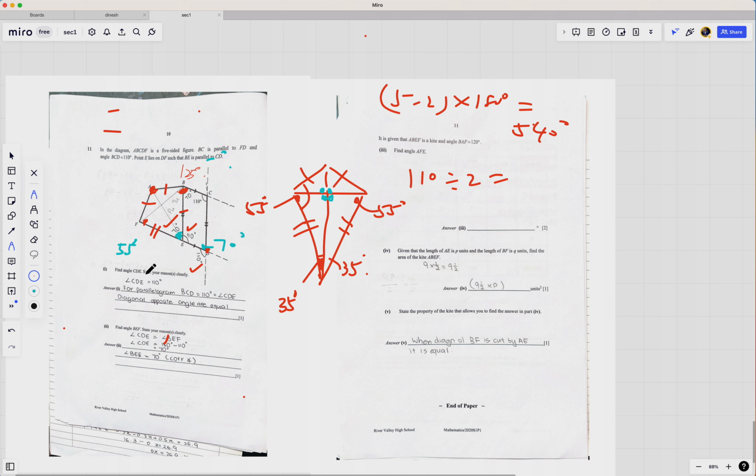I don't know how a kite will help. Then what they ask, given that the length of the P is a unit, then find the kite's area, which is half times base times height like this one. Then state the property of the kite that allows you to find the answer in the earlier part. This one, when the diagonal is cut by half, it is equal.